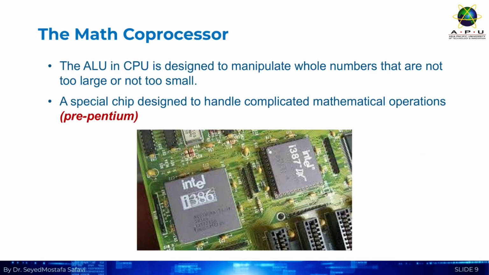Your main CPU's ALU is fantastic at whole number arithmetic, but when it comes to very large or very small numbers, what we call floating point arithmetic, it needs help. That's where the math coprocessor comes in. In the past, pre-Pentium era, this was a special, separate chip designed specifically to handle those complicated math operations. It's like having a dedicated accountant next to your general manager. It specializes in complex calculations, freeing up the main CPU to focus on its general tasks. This concept of specialization is what allows modern systems to crunch massive datasets so quickly.